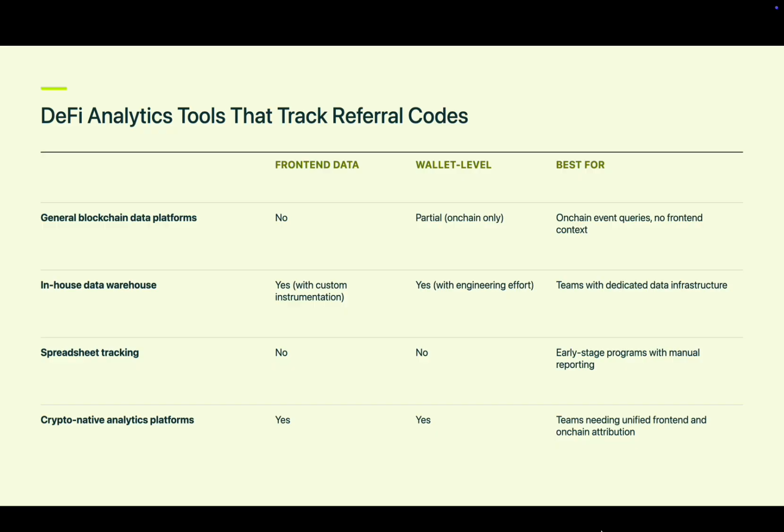There are 4 common approaches to referral analytics. General blockchain data platforms are useful for querying on-chain events, but they don't provide front-end click context. An in-house data warehouse can connect front-end and on-chain data, but requires significant engineering effort. Spreadsheets can work for very early programs, but quickly become difficult to maintain. And Web3 native analytics platforms can combine front-end tracking with wallet-level attribution in a single data model. The right choice depends on the complexity of your program and how much infrastructure your team wants to maintain.